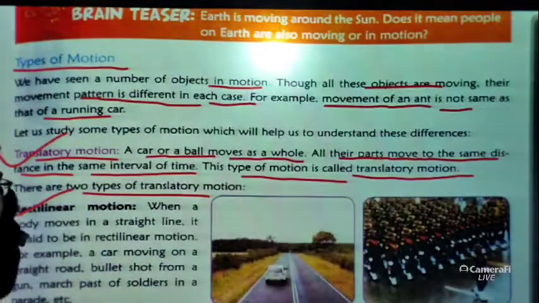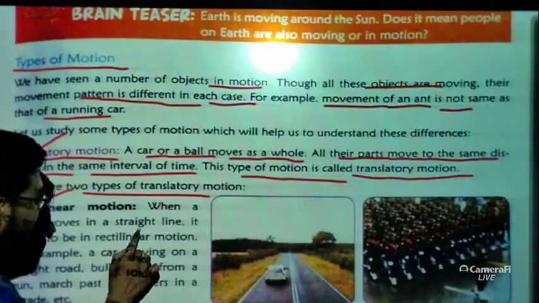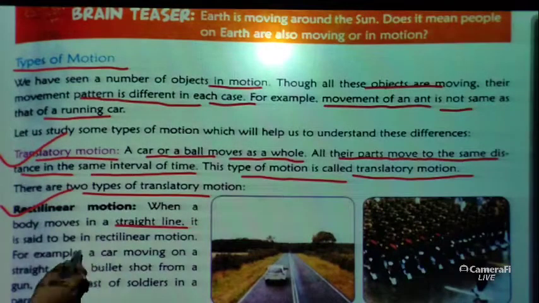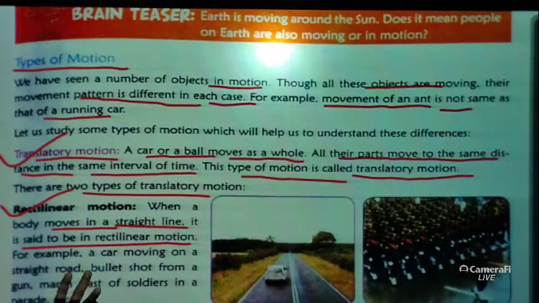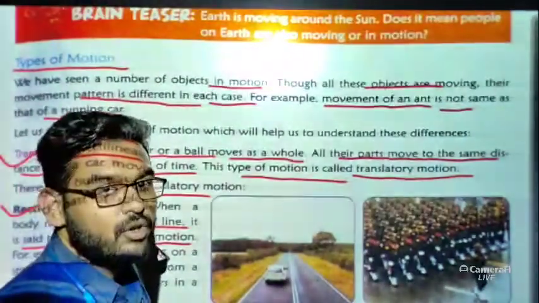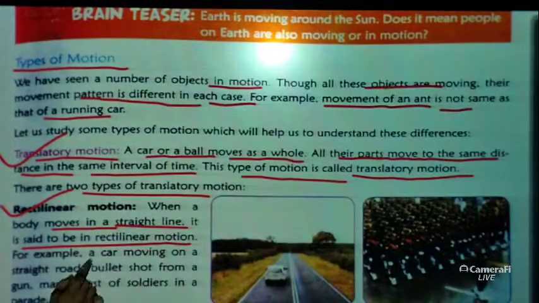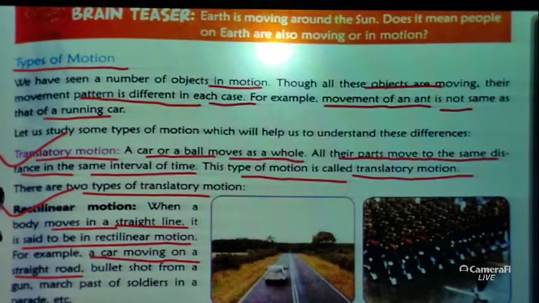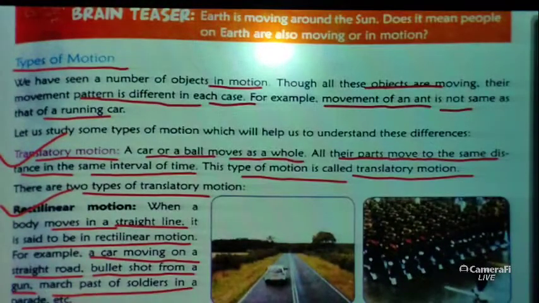So what do you mean by rectilinear motion? Rectilinear motion means straight line motion also. So when a body moves in a straight line, it is said to be rectilinear motion. As simple as that. If you go in a straight line, your motion will be rectilinear. Very simple. For example, a car is moving on a straight road, a bullet shot from a gun, a march past of soldiers in a parade.